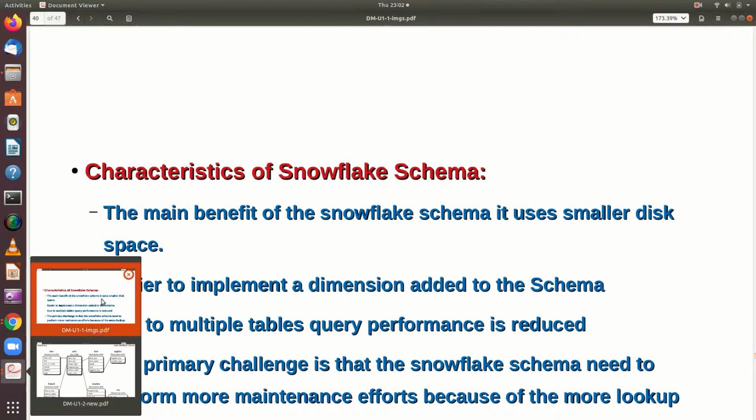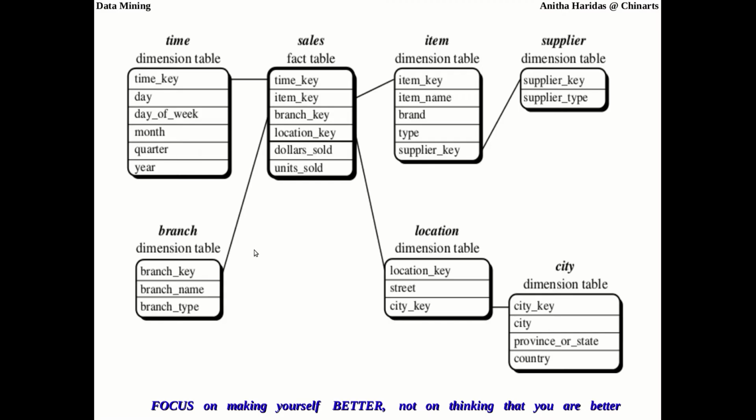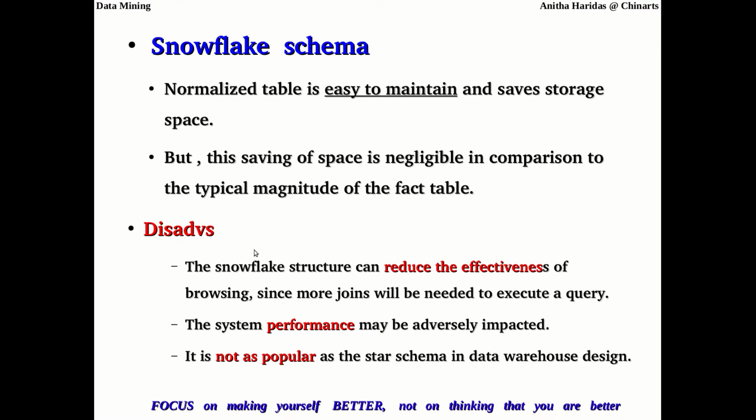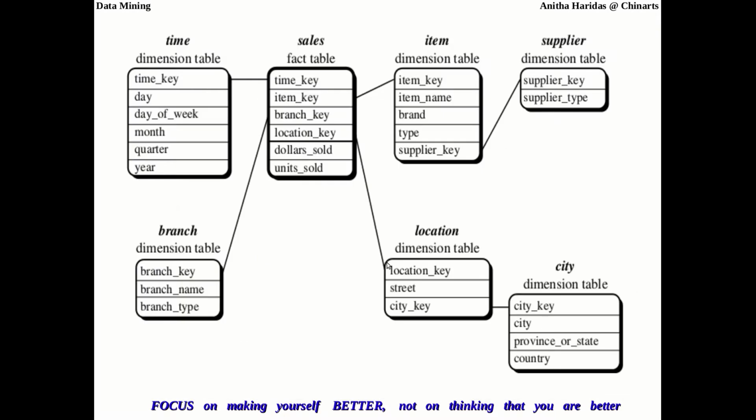And not only that, the snowflake schema has some disadvantages also, because it reduces the effectiveness of browsing since you need more joins to execute a query, and the system performance will also be affected. And this is not as popular as the star schema for data warehouse design. And this is the example we have seen for the snowflake schema.